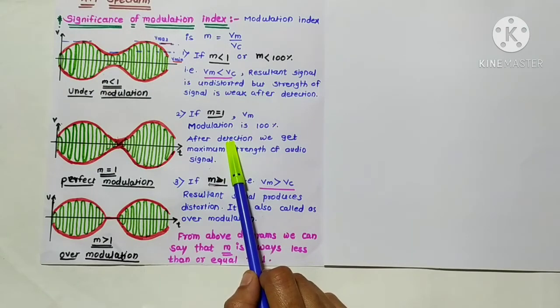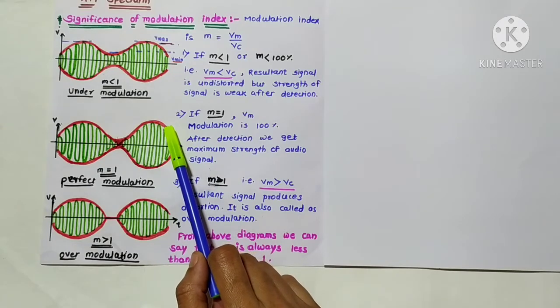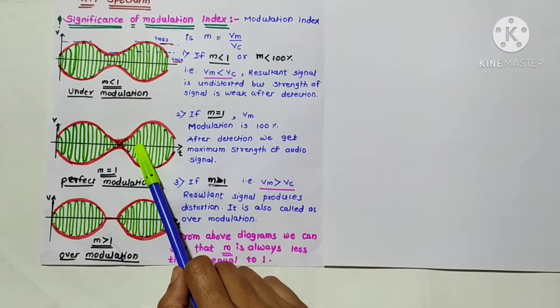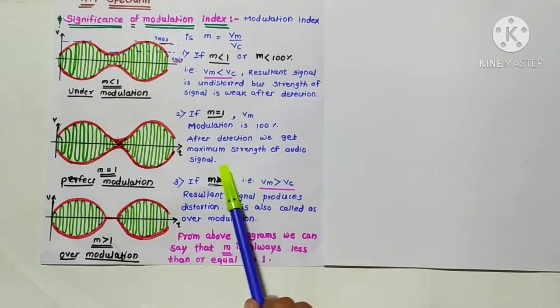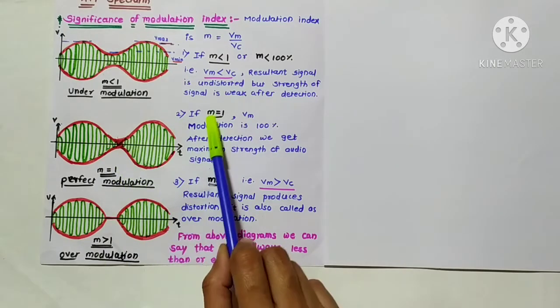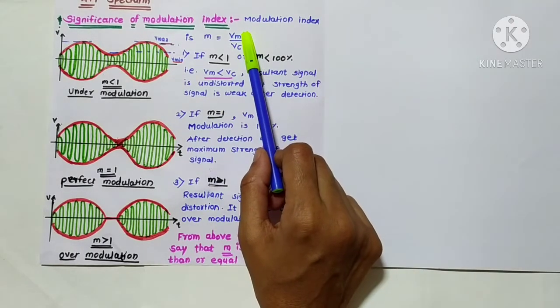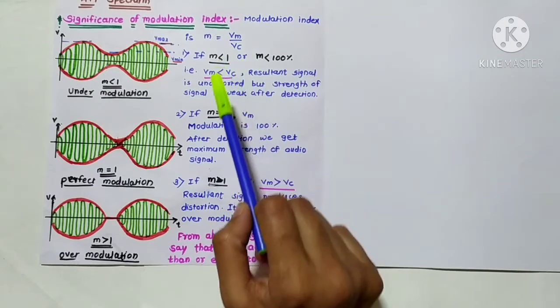For a voice signal, only the peaks of the signal can produce 100% modulation. Here, modulation is 100%. After detection, we get the maximum strength of the audio signal. So in this type, when m is equal to 1, or the amplitude of the modulating signal is equal to the amplitude of the carrier signal, m is equal to 1.